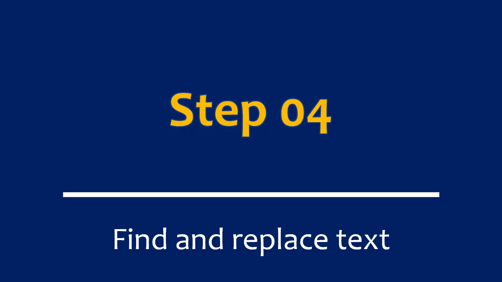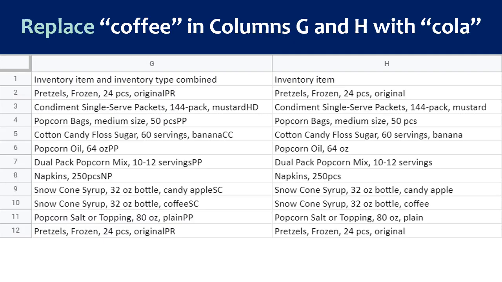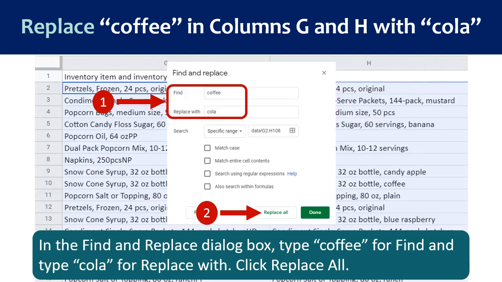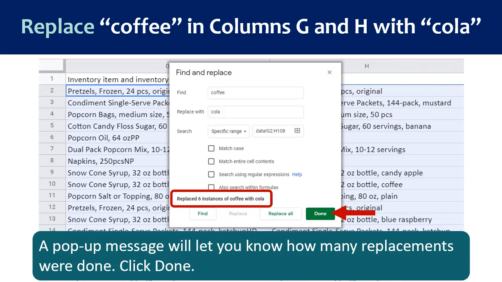In this step, we will be using Find and Replace. We need to remove the word coffee from the inventory item descriptions and replace it with the word cola. Select columns G and H. Click on the Edit tab. In the drop-down menu, click Find and Replace. In the Find and Replace dialog box, type coffee for find and type cola for replace with. Click Replace All. A pop-up message will let you know how many replacements were done. Click Done.